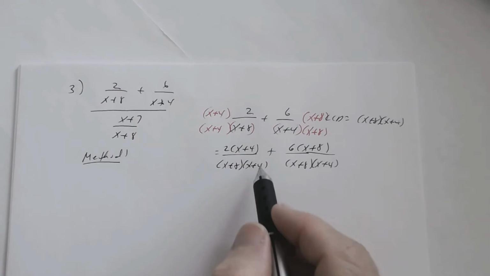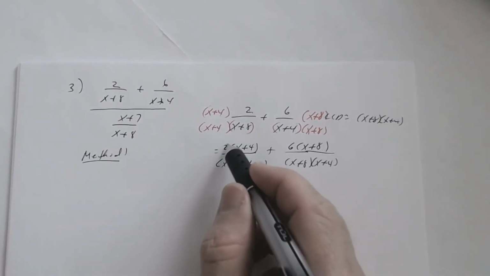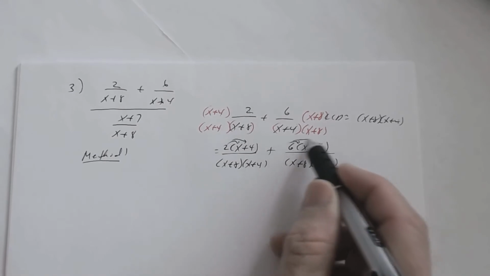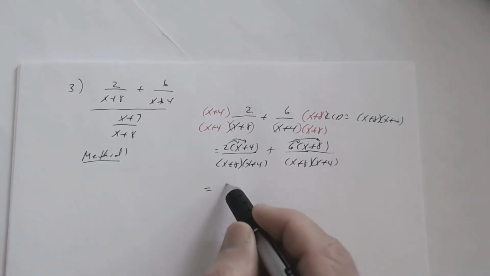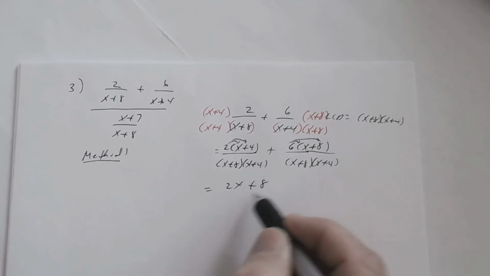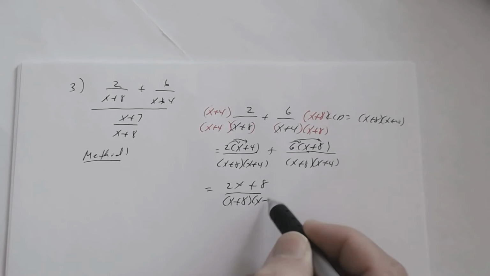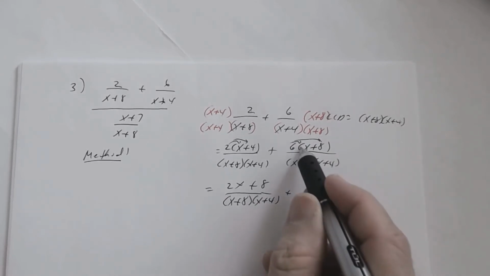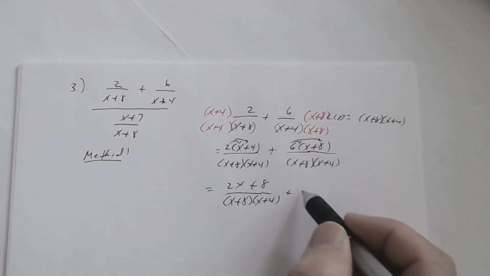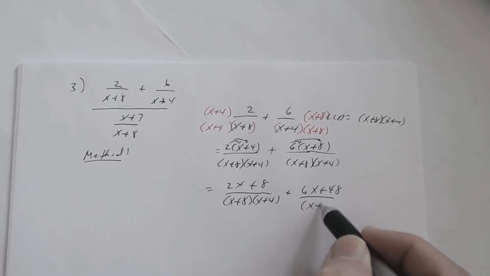Before I write it as one fraction, because now the denominators are the same, let's go ahead and distribute. Get rid of the parentheses. So I get 2x plus 8, 2 times 4 is 8, divided by the LCD, plus, and then do the same thing in the numerator here, distribute the 6: 6x plus 48, divided by the LCD.